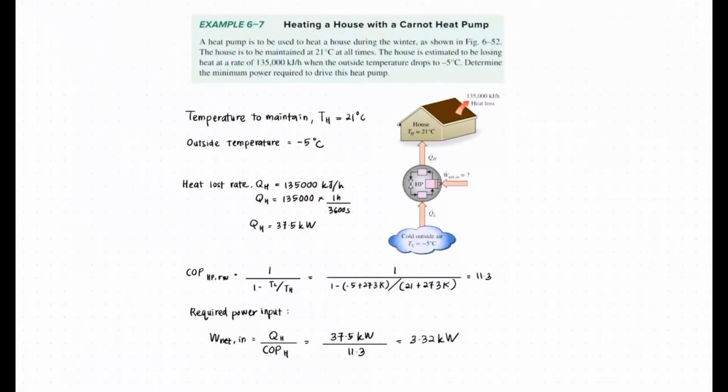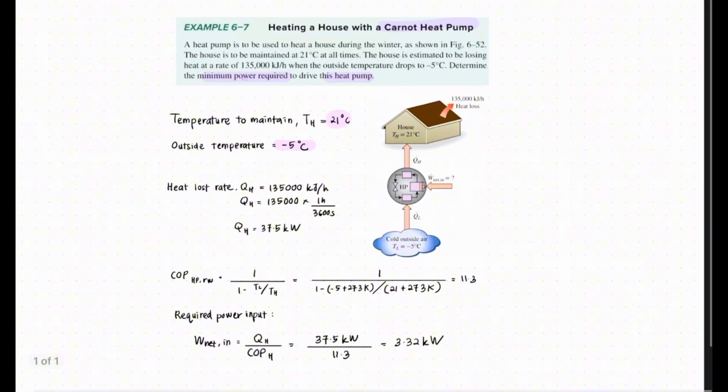In this question, it is all about the Carnot heat pump. We have to determine the minimum power required to drive the heat pump. As we know, we have to maintain 21 degrees Celsius in the house, and the outside temperature is negative 5 degrees Celsius, and the heat loss rate is 37.5 kilowatt.